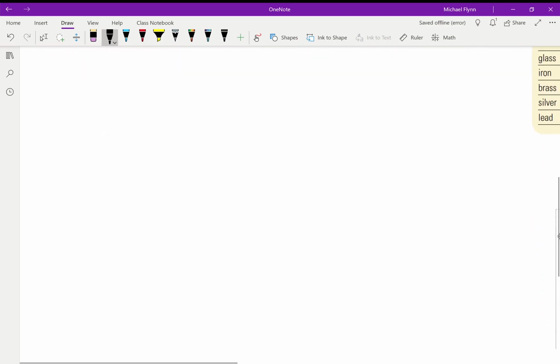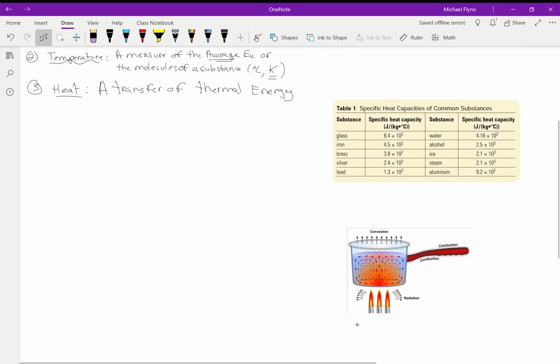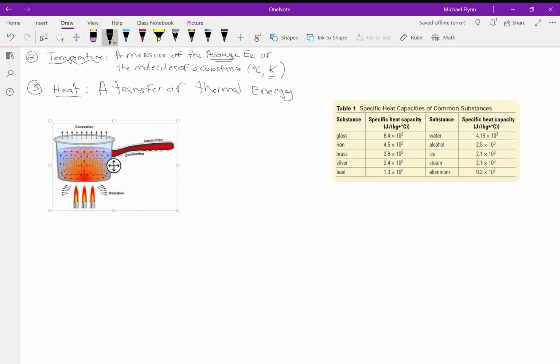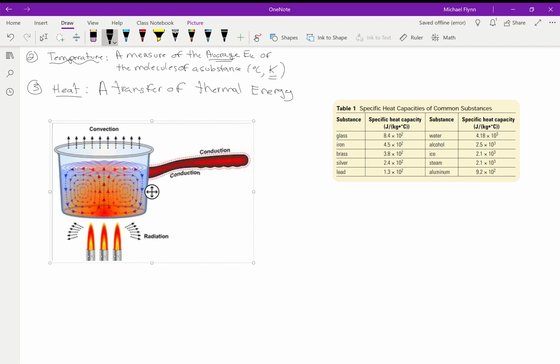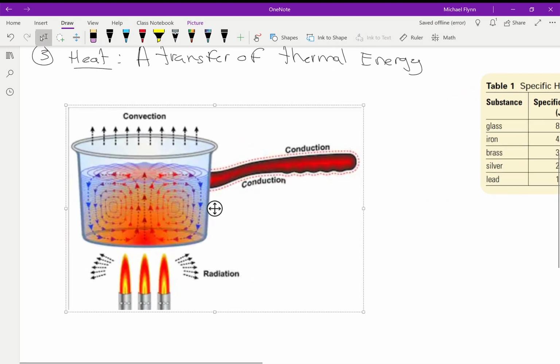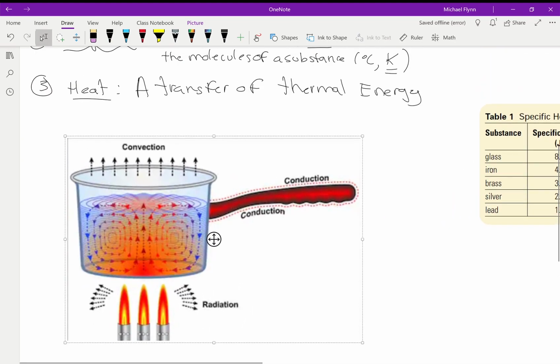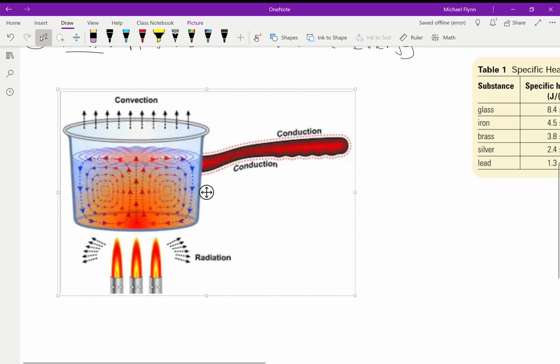Okay, so heat is a transfer of thermal energy, and I actually included a little diagram here. I'm going to see if I can move it into the picture and make it a little bigger if it'll let me. All right, so let's just look at this picture for a second. There's actually 3 ways of transferring thermal energy from one area into another. One is by conduction, okay?